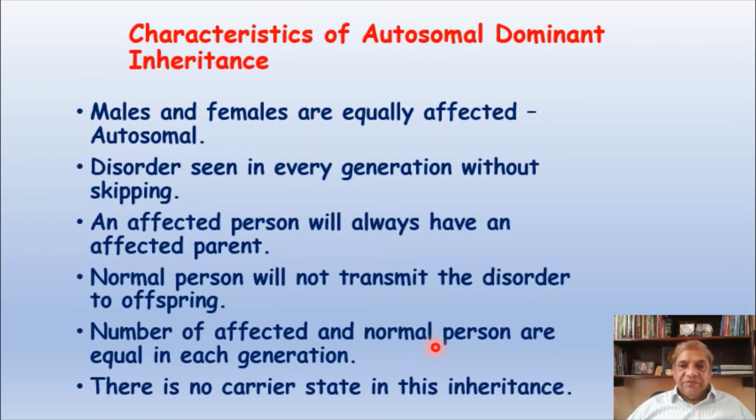There is no carrier state in this inheritance, as we see in the recessive case. When we come to the recessive, I will tell you about the carrier state. There is nothing like a carrier here. Carrier means that when the recessive character is there, they are not suffering; only one gene is abnormal but not expressing. I will tell you that in detail when I come to the recessive. These were the very important characteristics of autosomal dominant inheritance.